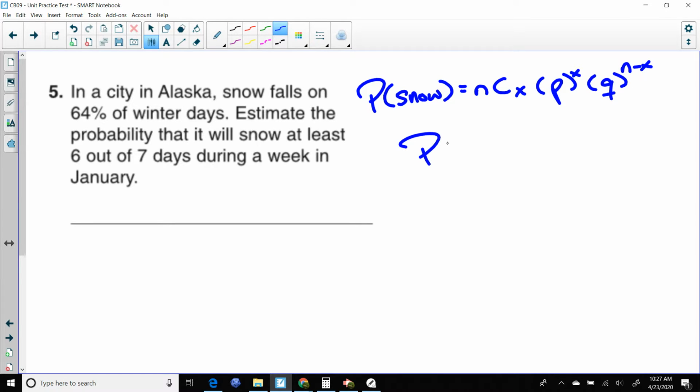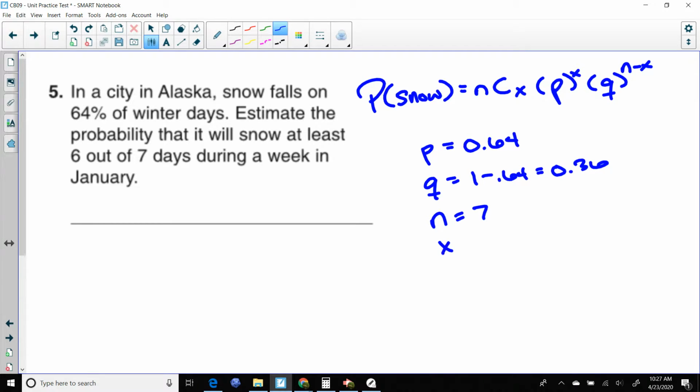First of all, our success rate, and it won't be a capital P, it'll be a lowercase p, is equal to 64%, so 0.64. Our failure rate would be 100% minus that, so 1 minus 0.64, and we end up with 0.36 as our failure rate. The number of trials is going to be 7 days, and the number of successes is going to be 6. So we're going to use all these numbers to put this into a formula.